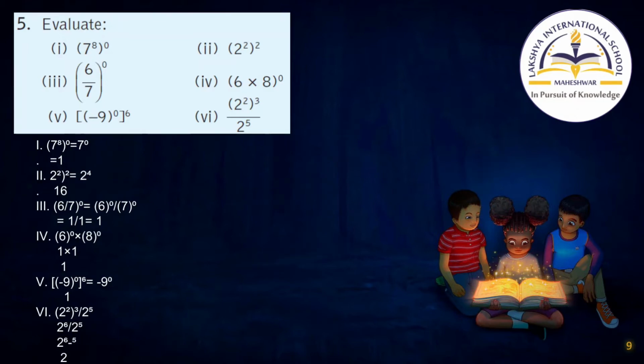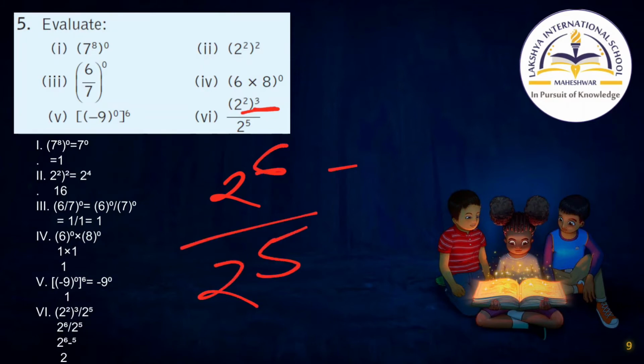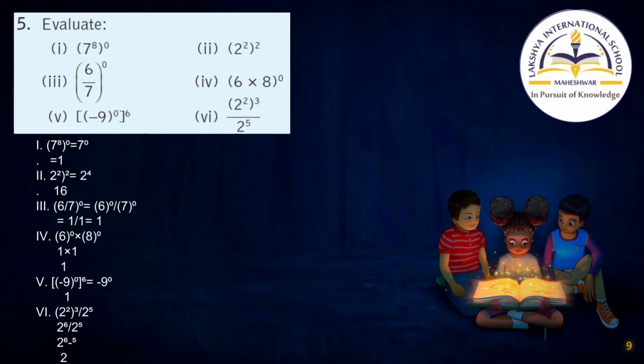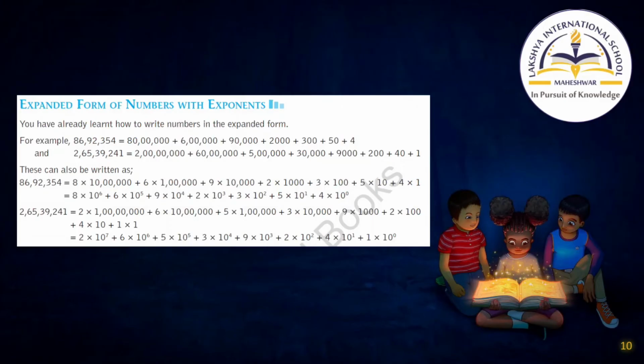Question number 6. Now here 2 3s are 6 but 2 5s. Now here you have to subtract the powers because they are in division. So 6 minus 5 is 1. So 2 is our answer. Now our exercise number 4.3 is completed.